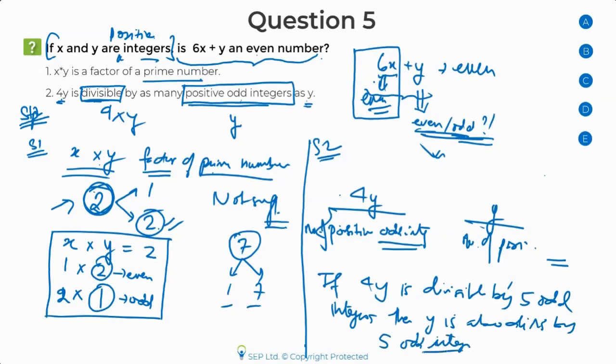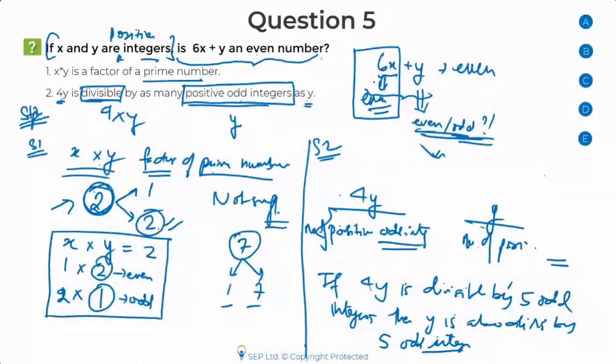4y is divisible by as many, so the number of odd factors as y. So if 4y is divisible by 5 odd factors, then y is also divisible by 5 odd factors. So I hope this is perfectly clear. Yes, as many integers means they are talking about the number of integers, as many integers as y. So the number of odd integers as y.